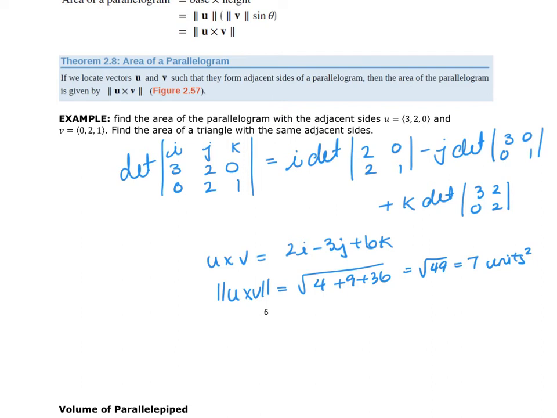If those two vectors are adjacent sides in a triangle, I do the same thing, but I divide by 2 when I get done, because you only want half of the parallelogram that's formed by those two sides.